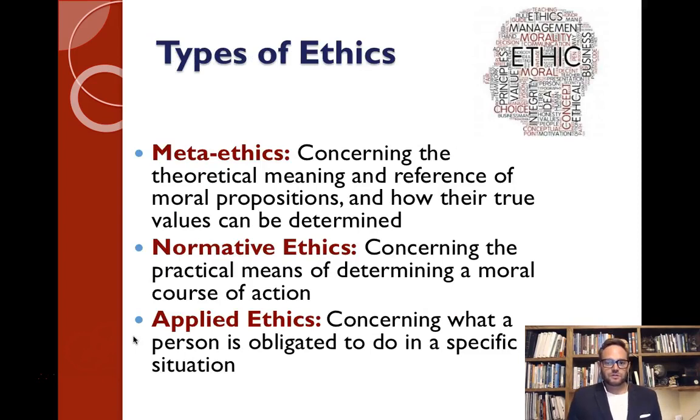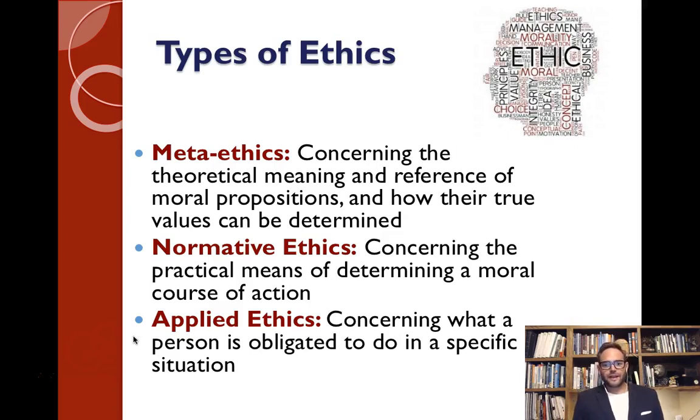So here are some different types of ethics. We have meta-ethics. This is concerning the theological meaning and reference of moral propositions and how their true values can be determined. So on a grander scale, how is it that we know, maybe, that taking an innocent life is morally and ethically wrong? Meta-ethics really dives into the theological aspect of ethics and how we can determine morality.